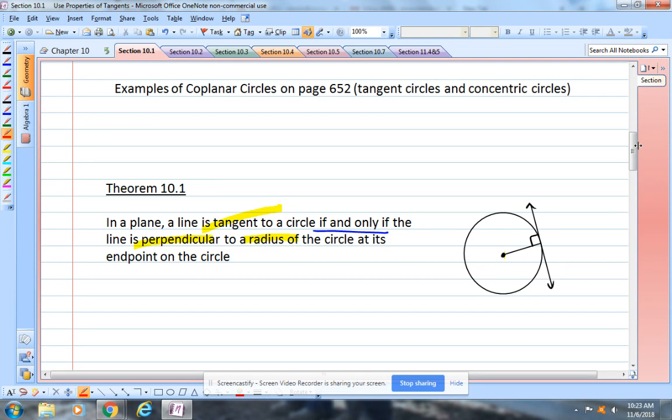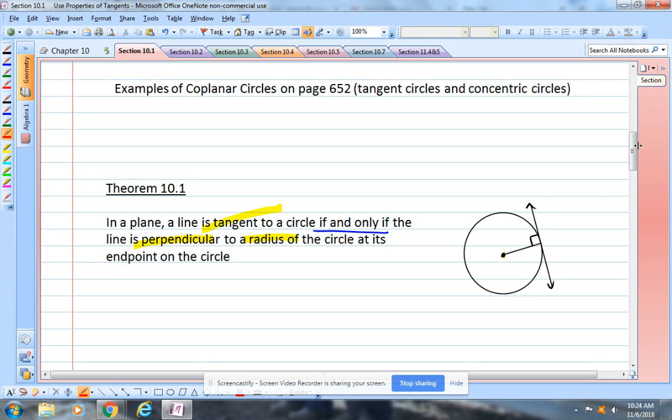So what are the blanks we're filling in? All right, I have them highlighted. The first word you're filling in is perpendicular. Tangent. I lied. If and only if the line is perpendicular to a radius of the circle at its endpoint on the circle. So please draw that picture. A line is tangent to the circle if it's perpendicular to a radius. Perpendicular means it intersects to form a what?